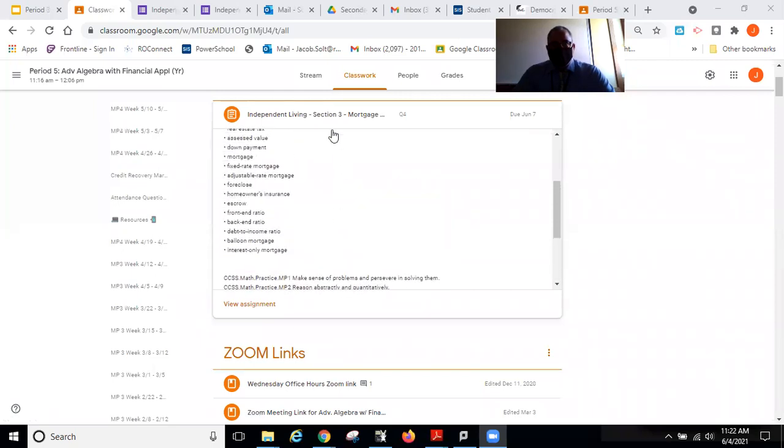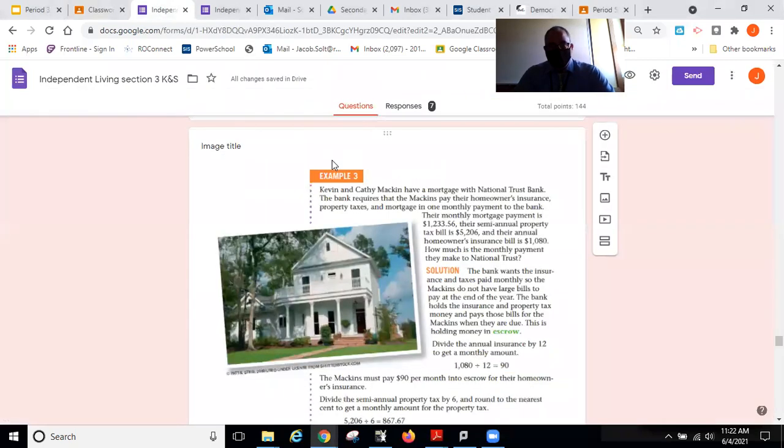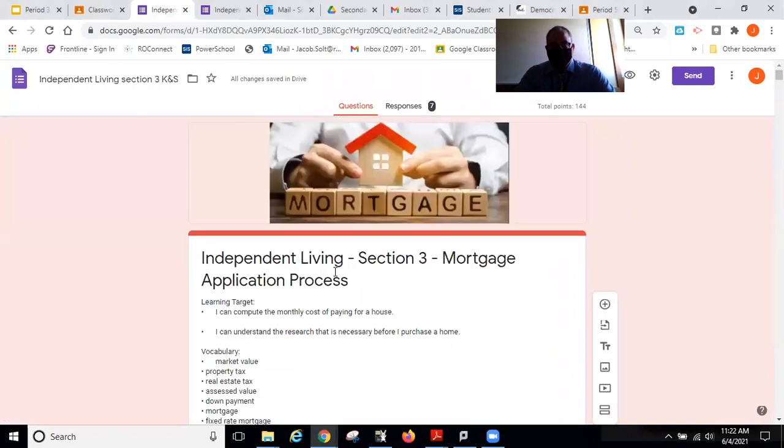All right, this is what we're working on. Independent living, section 3, right? If you go to the top of this thing, it says independent living, section 3, mortgage application process. So you should see this picture right here, a little house on top of the mortgage blocks. That lets you know you're in the right place.